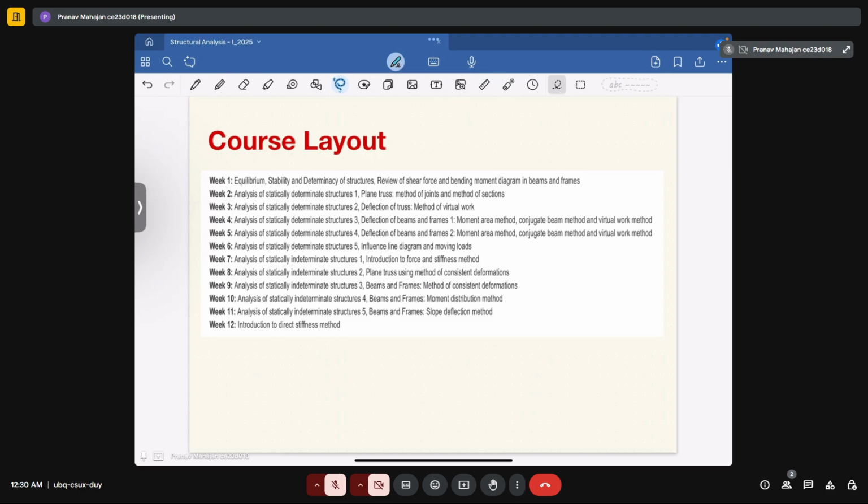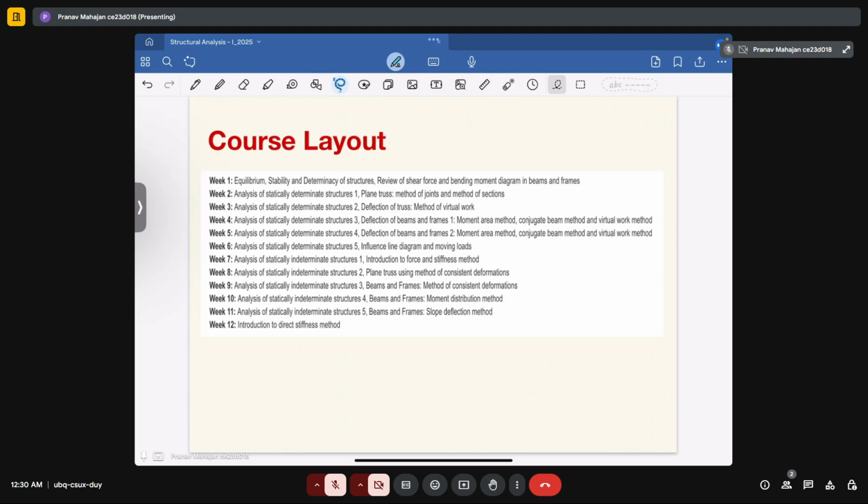After that, we have seen the effect of the influence line diagram when you have a moving load over a certain length of the beam. Then how you will use the influence line diagram to determine the reaction force, as well as the maximum bending moment and maximum shear force at any point of the section.